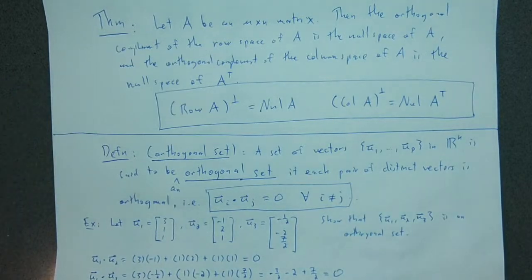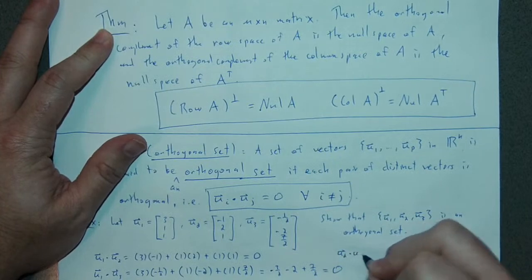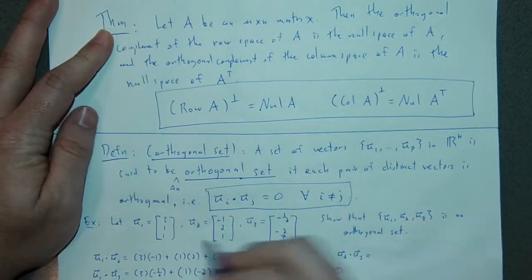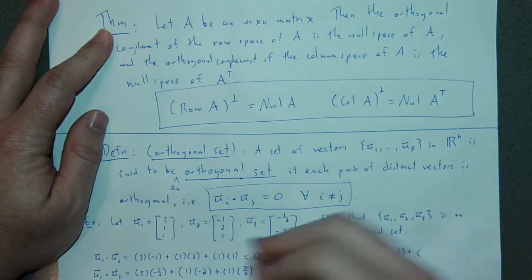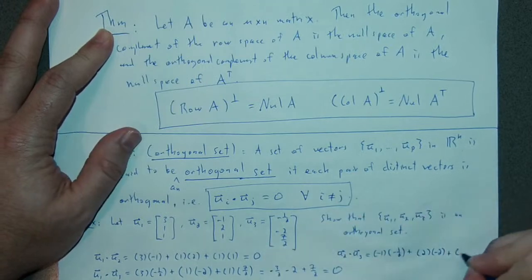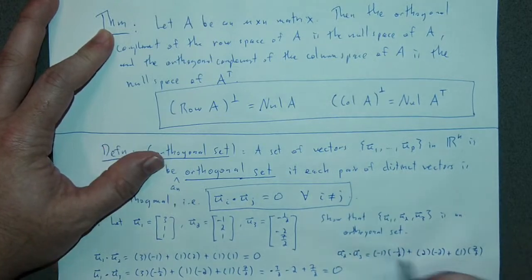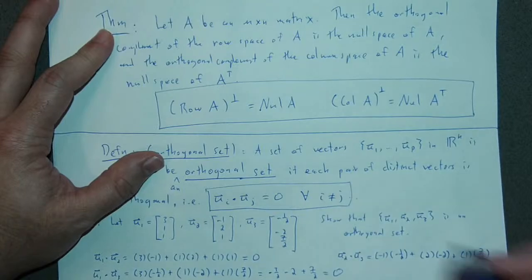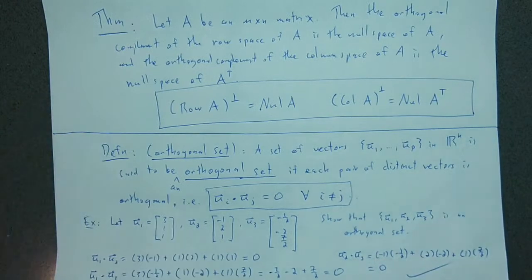Okay. And then one more we have to check. That's u2 dotted with u3. This would be -1 times -1/2 plus 2 times -2 plus 1 times 7/2. So here's 1/2 minus 4, so it's -7/2 plus 7/2. So that's 0. So this is indeed an orthogonal set, right? Those are the only three things we had to check.